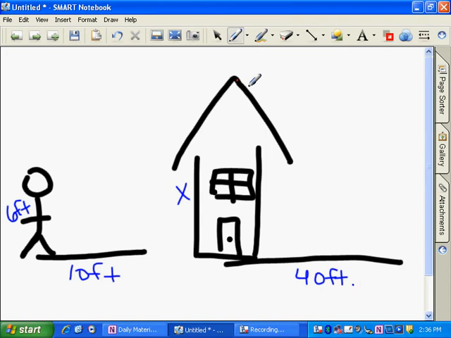Another example is with a person and a house. Don't laugh at my drawings. I know they're not good. We'll even put a little smiley face there. Okay.